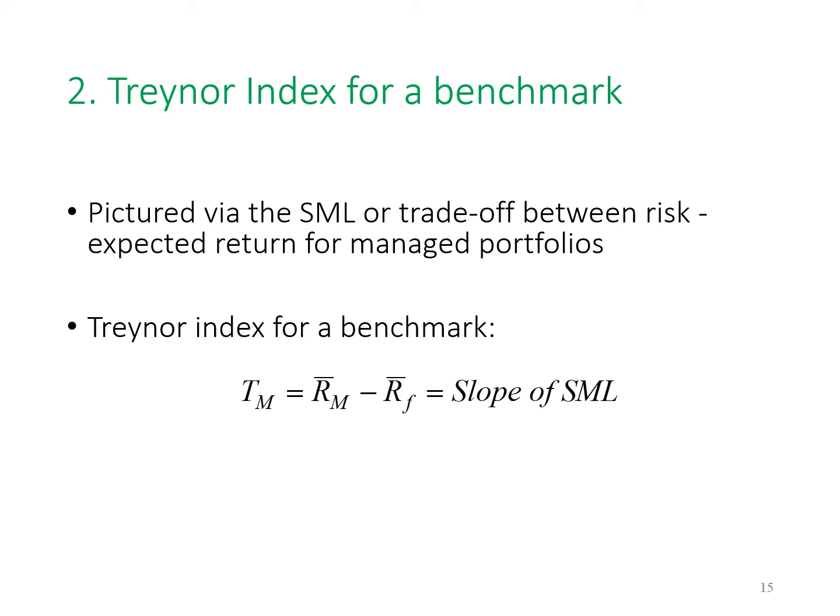As the beta of a market portfolio is equal to 1, the formula can be expressed as average market return minus average risk-free rate. The Treynor index for a benchmark can be pictured via the security market line, which represents the trade-off between beta and expected return for managed portfolios.